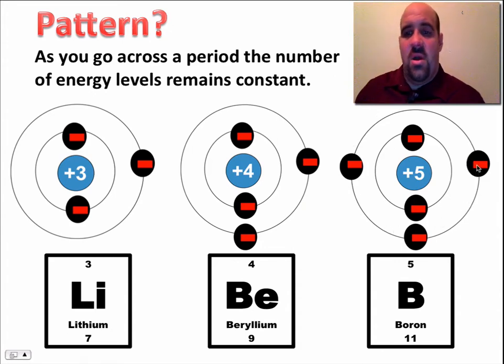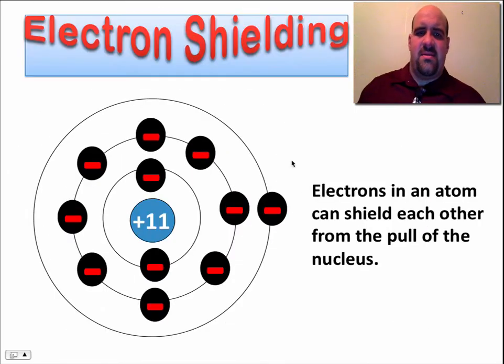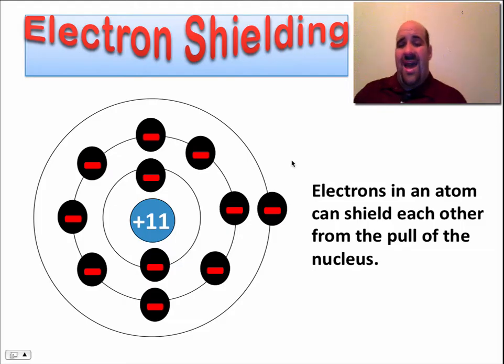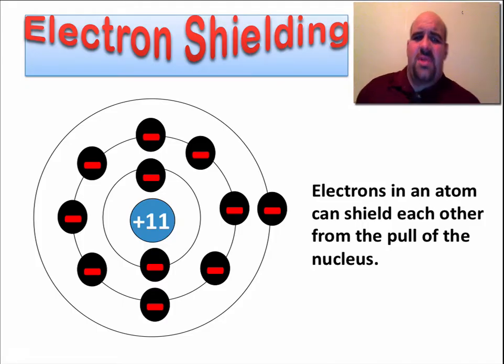Once it's full, we're actually going to add another ring on, and we'd be in the next row of the periodic table. We'd be in the sodium row. So as you go across the periodic table, the number of energy levels remains constant. As you go down, energy levels are increasing. As you go across, they're remaining constant. So let's use this principle to look at something called electron shielding.